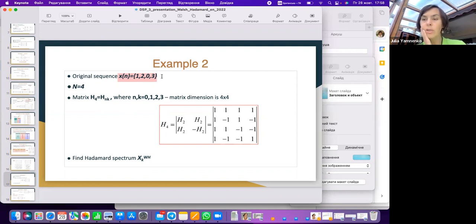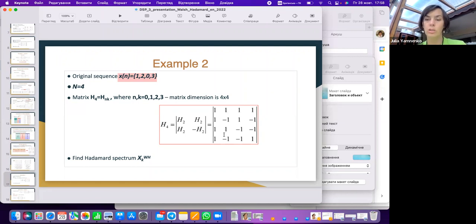The original signal is the same, but the spectrum will be different because here our task is to find the Hadamard spectrum, not Walsh, but Hadamard spectrum. Here we use the matrix H, and we know how to construct the Hadamard matrix of any arbitrary order. Because our original function consists of 4 digits, our Hadamard matrix should have 4 horizontal rows, and it should have a dimension of 4 by 4.